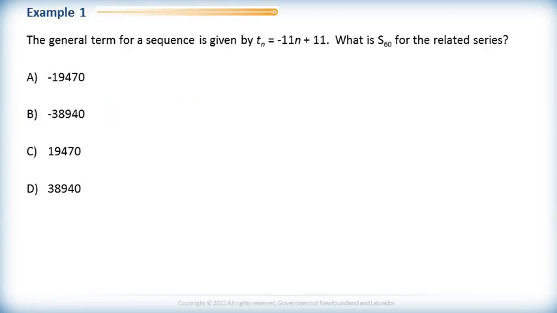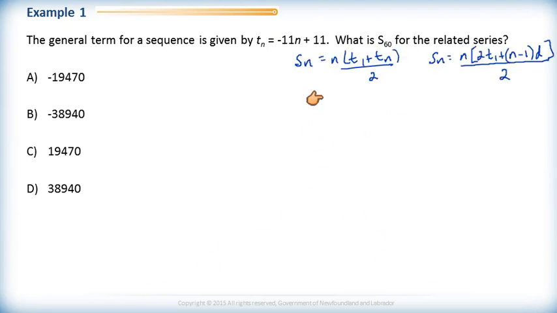This first example asks: the general term for a sequence is given by t sub n equals negative 11n plus 11. What is s sub 60 for the related series? If you recall, there are two formulas for the sum of an arithmetic series. What's the easier one to use in this case, or is there any difference?